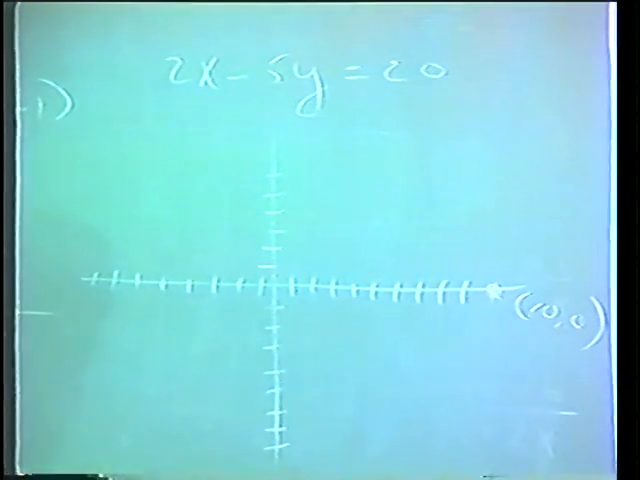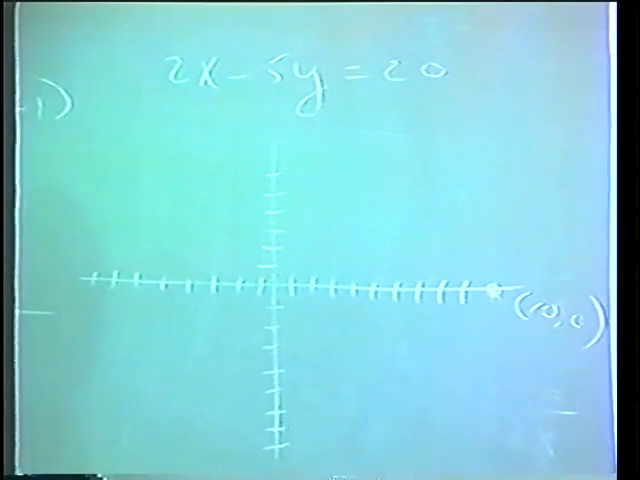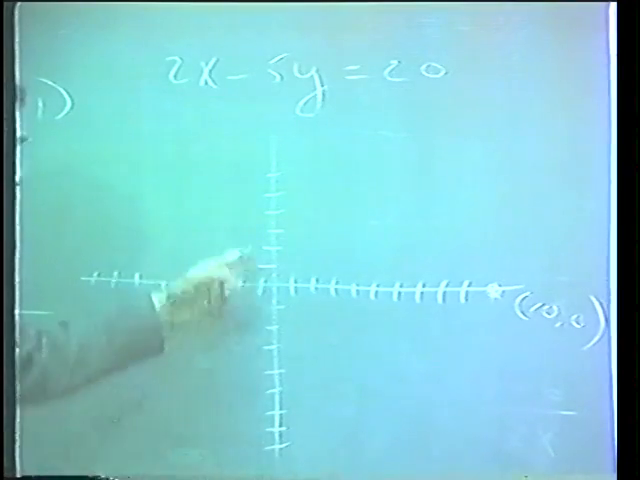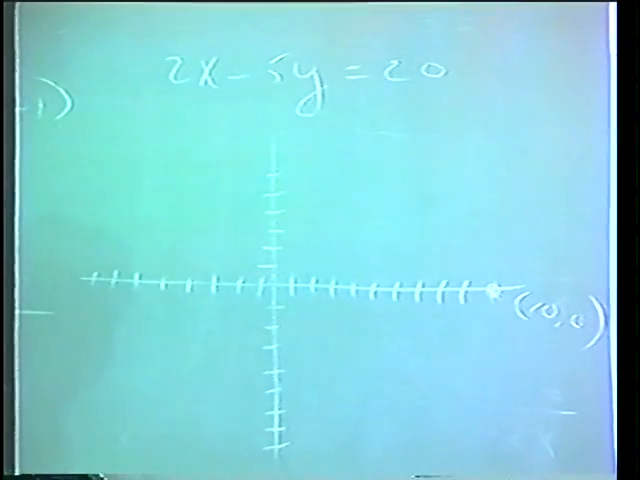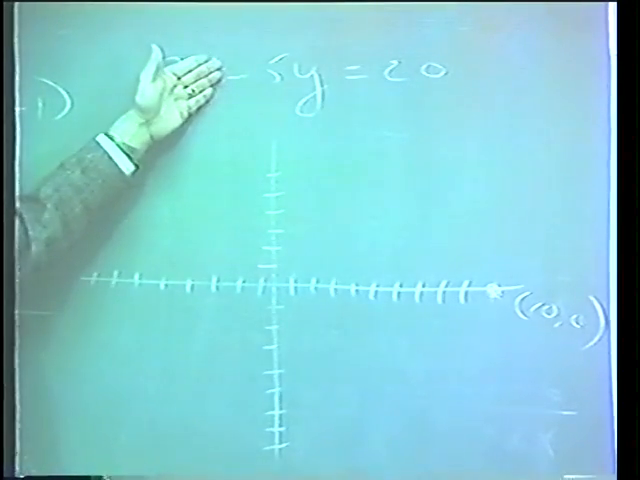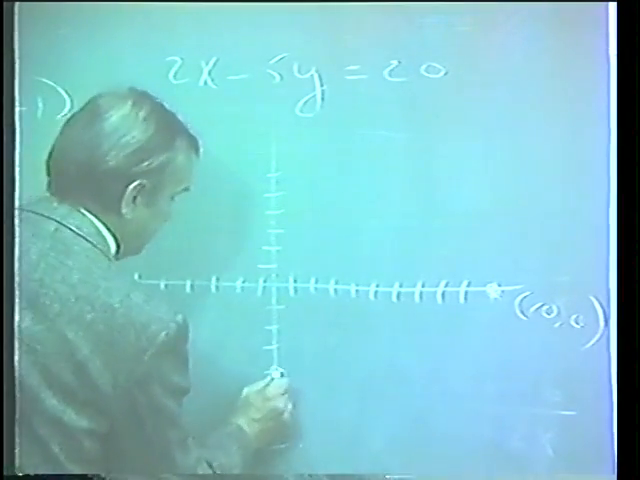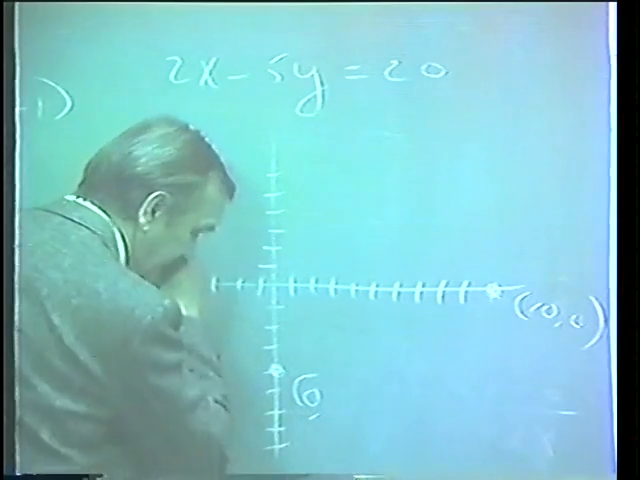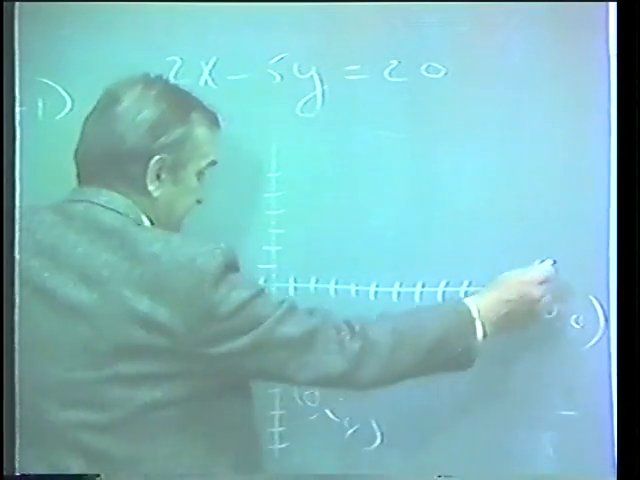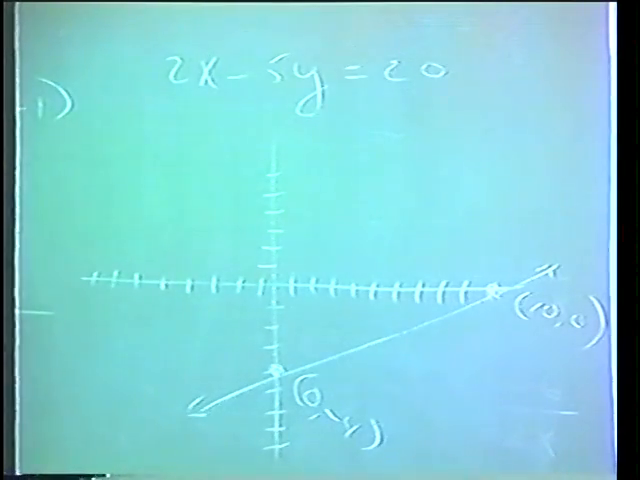Second, we want to find out where it crosses the y-axis. When it crosses the y-axis, x has to be 0. Every single point on the y-axis, x is 0. If x is 0, you lose the x term. You come out with negative 5y equals 20, therefore y equals negative 4. So there is where it crosses the y-axis. You have your line. And that was the second method, the intercept method.